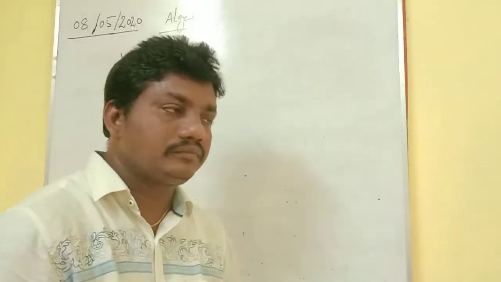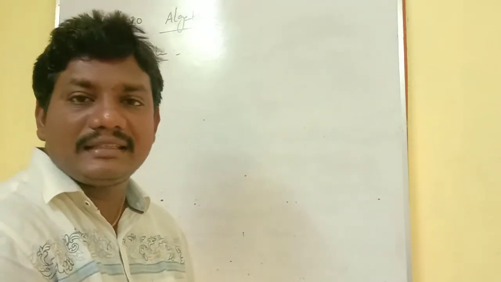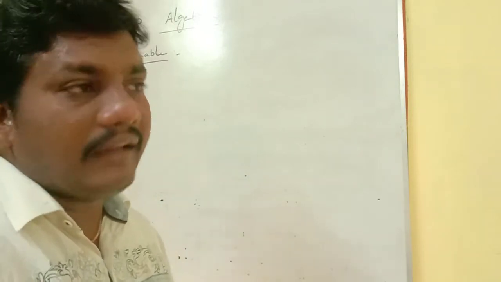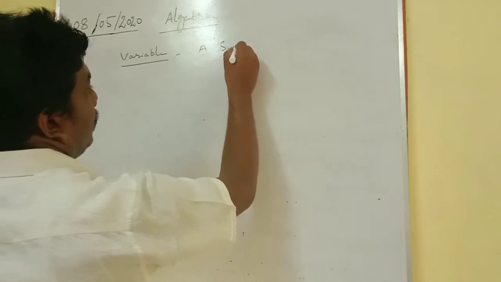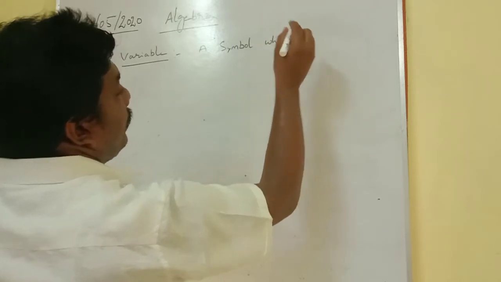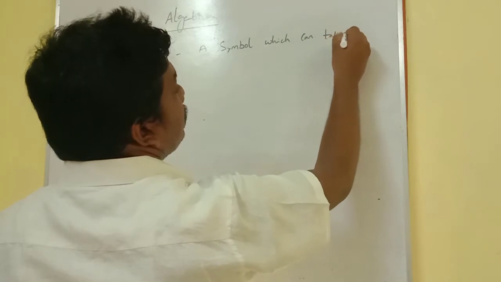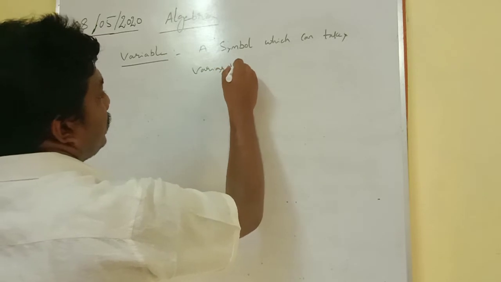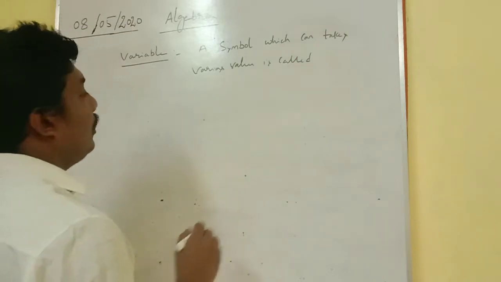By nature, it is a value which varies. That means a symbol which can take various values. A symbol which can take various values is called a variable.